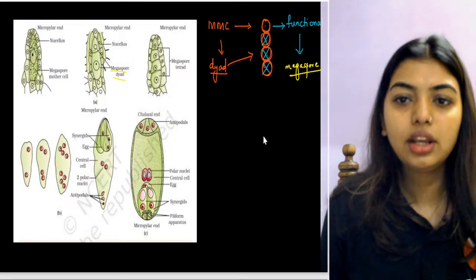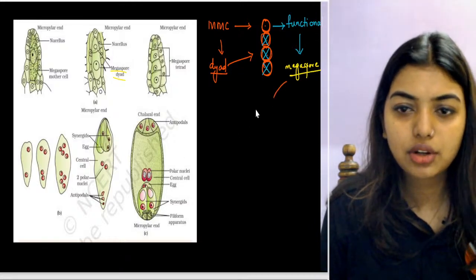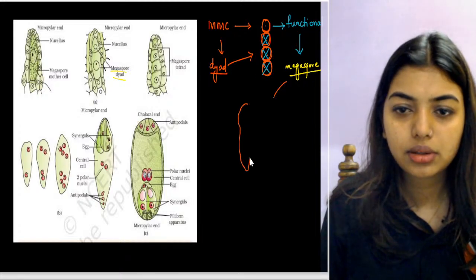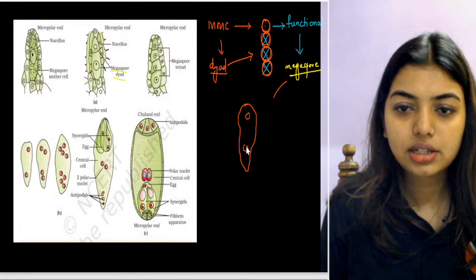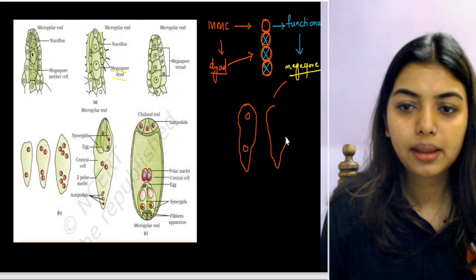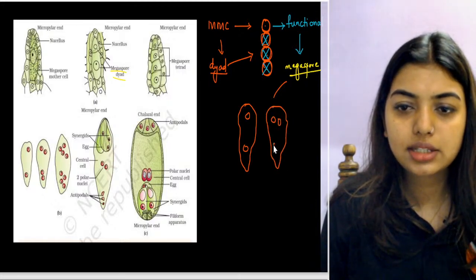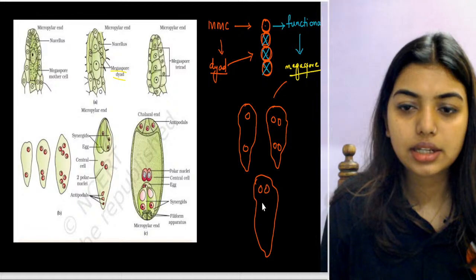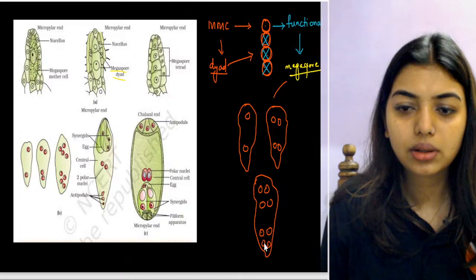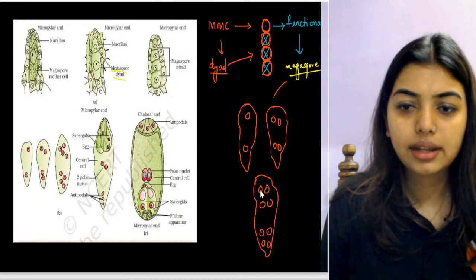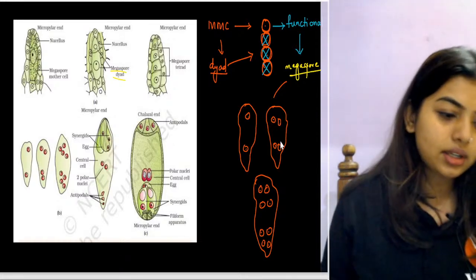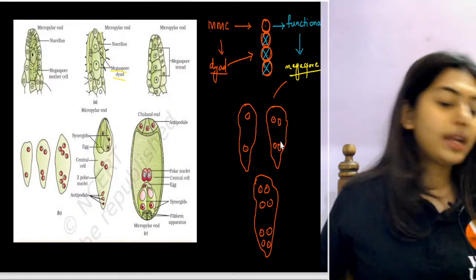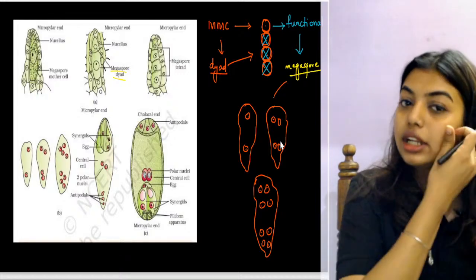Now that functional megaspore of the tetrad will undergo division, and first it will form a 2-cell stage, then a 4-cell stage, then an 8-cell stage. Now this 8-cell stage will arrange itself. Got it? So the 8-cell stage will arrange itself and it will directly form the embryo sac.